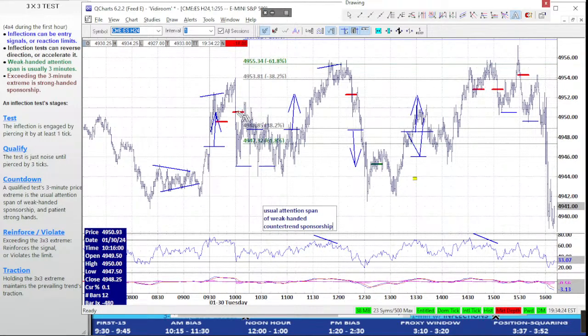My role is to identify the inflections and just how to interpret what they mean to the chart. But let's look at this 3x3 test. So the inflections can be entry signals or reaction limits. They can reverse direction or they can accelerate it.